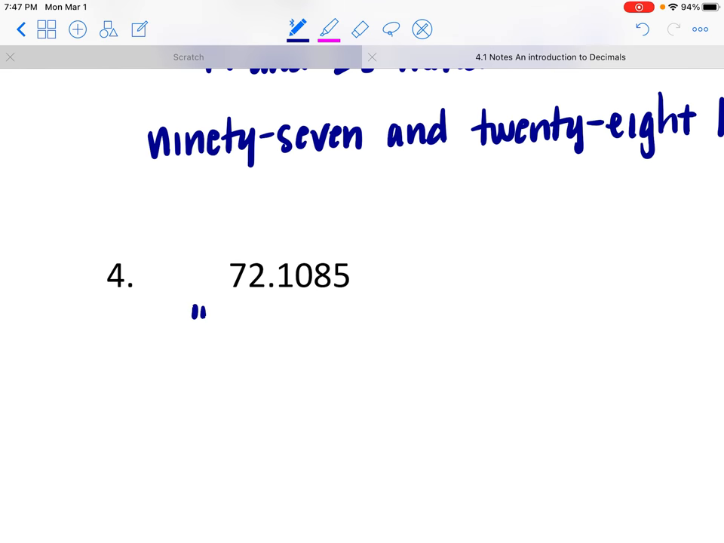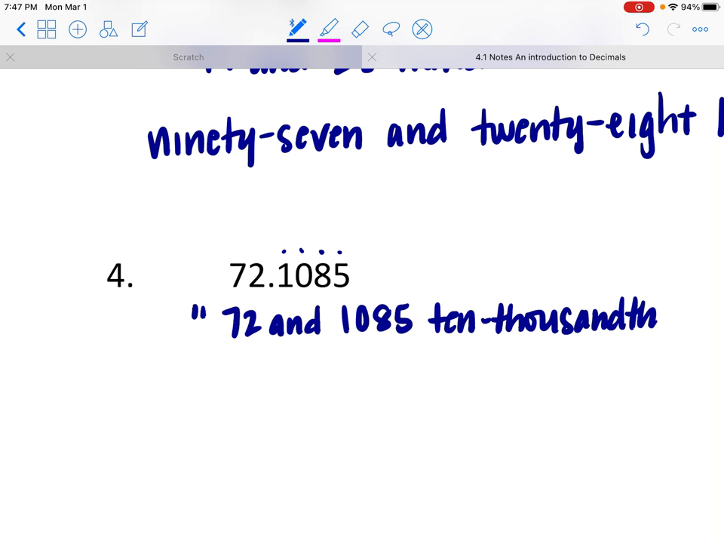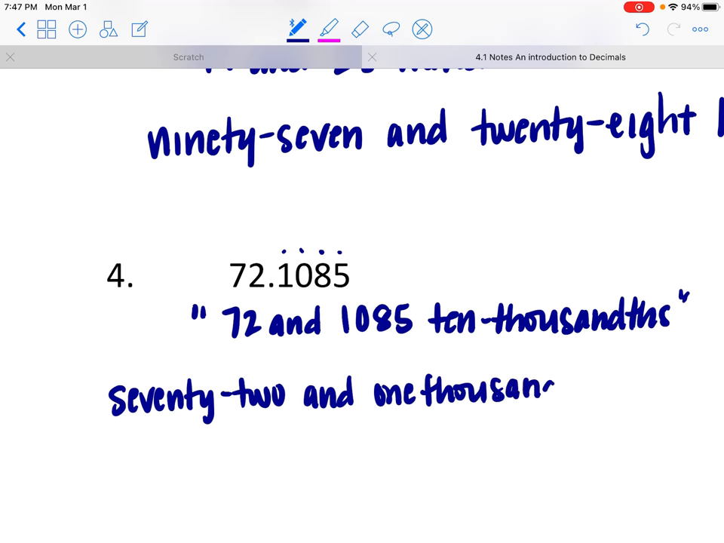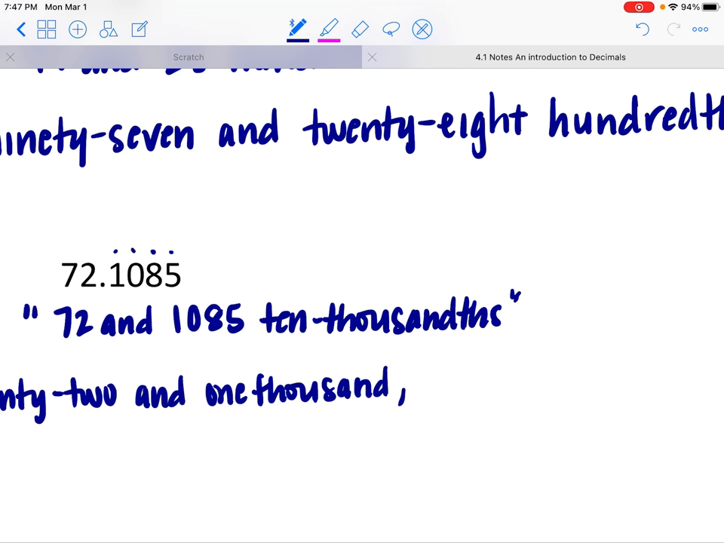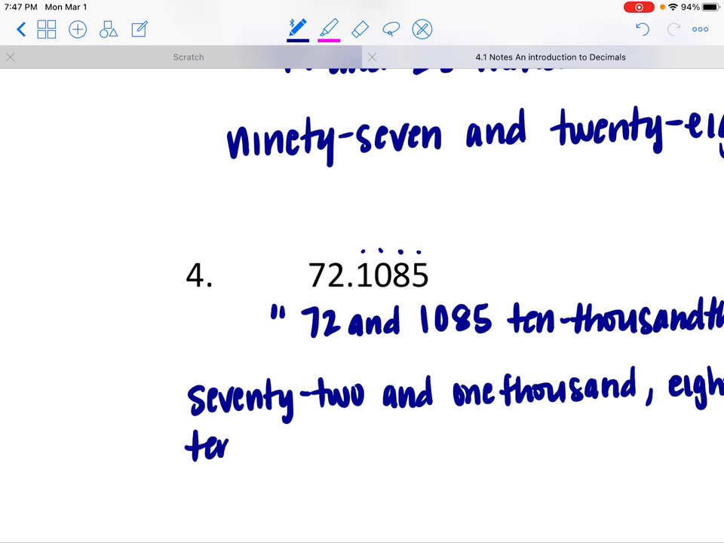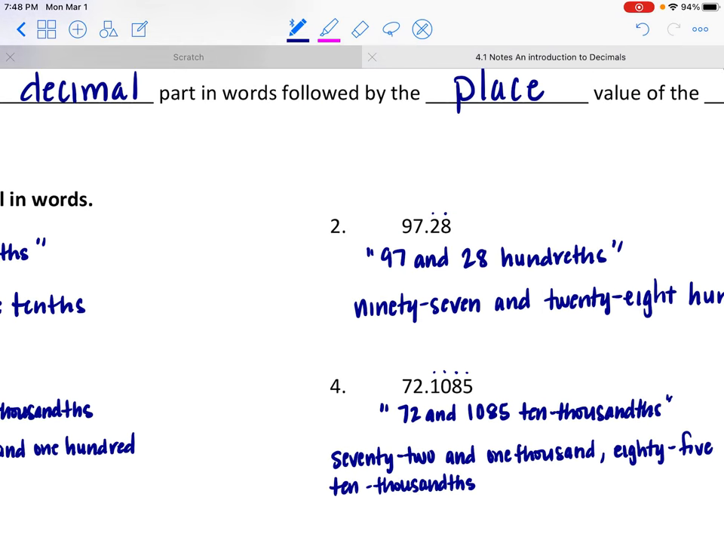And then one more. If we were reading this, we would say 72 and 1085 in the tenths, hundredths, thousandths, ten-thousandths place. So that's how we're going to read it. We're going to say 72 and 1085 ten-thousandths. And then if we're going to write this out in words, 72, a 2-digit number, gets hyphenated, and 1085. So 1,000, and we'd put a comma after the 1,000, right? So 1085 ten-thousandths. If we wrote this all out in words, I know it's super fun. Okay, so we've practiced reading and writing a few.